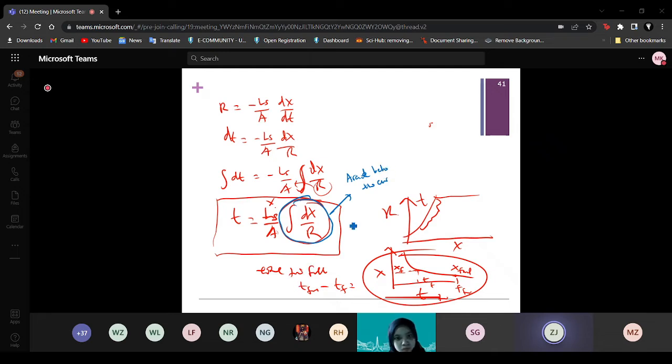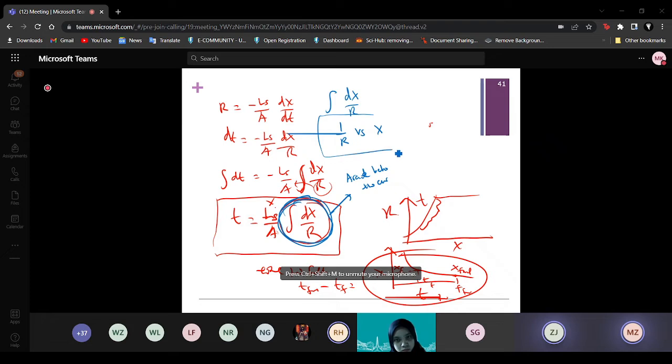So here, what graph do we need to have? If you look carefully, this is dx over R. So this is basically a graph between 1 over R versus X. You need to have a graph of 1 over R versus X, because R is in the denominator, and it becomes 1 over R versus X.